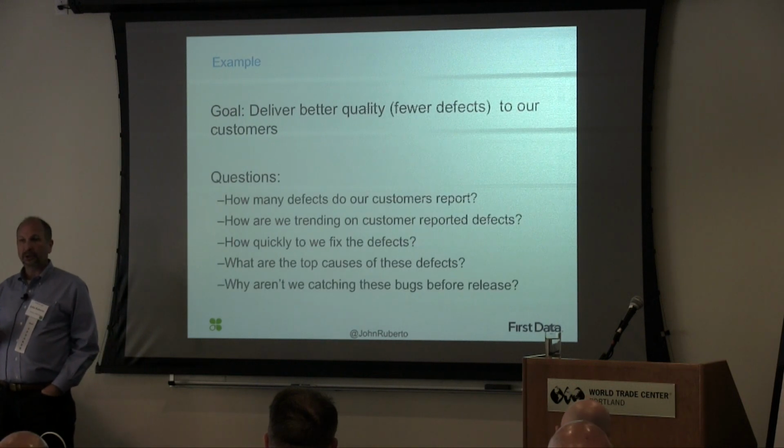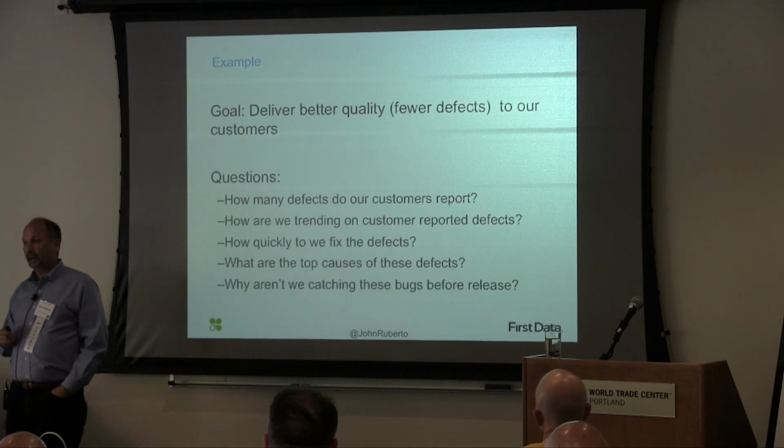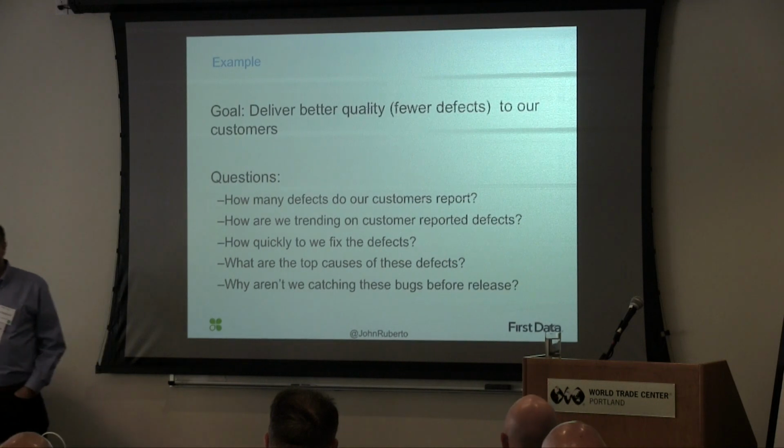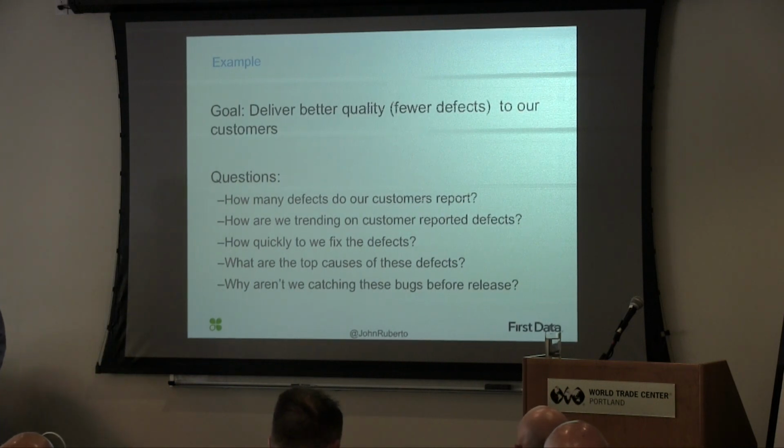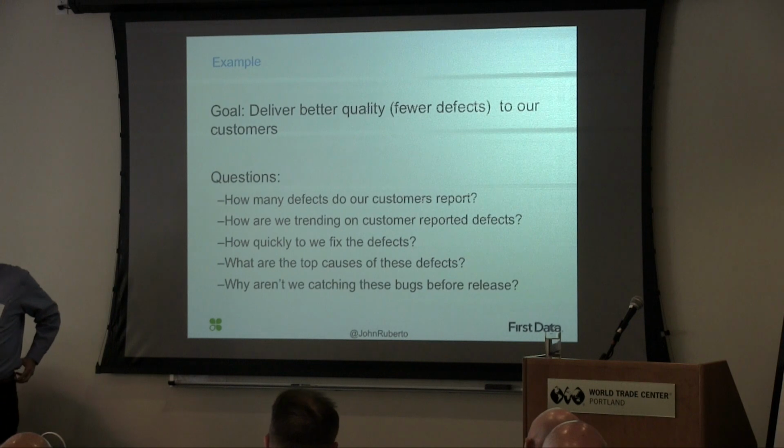So here are some questions that came off the top of my mind as I started to think about this. One is, how many defects do our customers actually report? How are we trending on the customer reported defects? Is the trend line growing? Is it shrinking? About the same? How quickly do we fix these defects? If our customer reports a problem, is it open for a long time, or do we fix them relatively quickly?